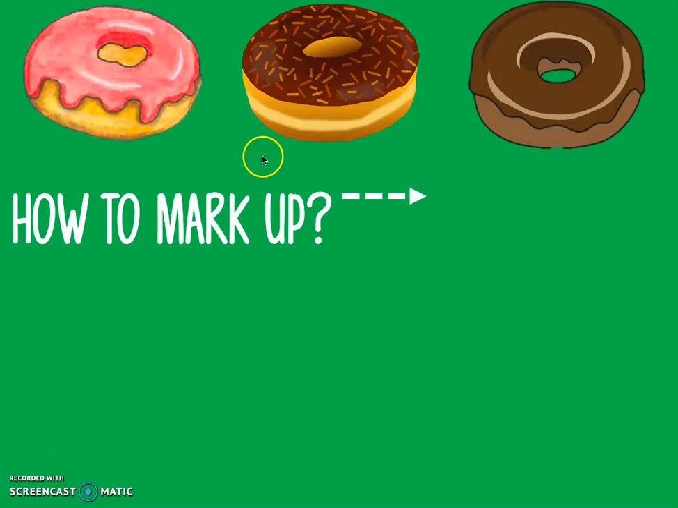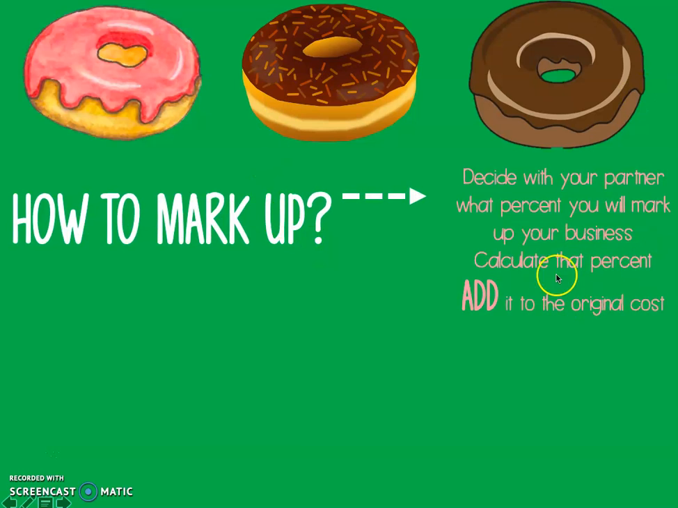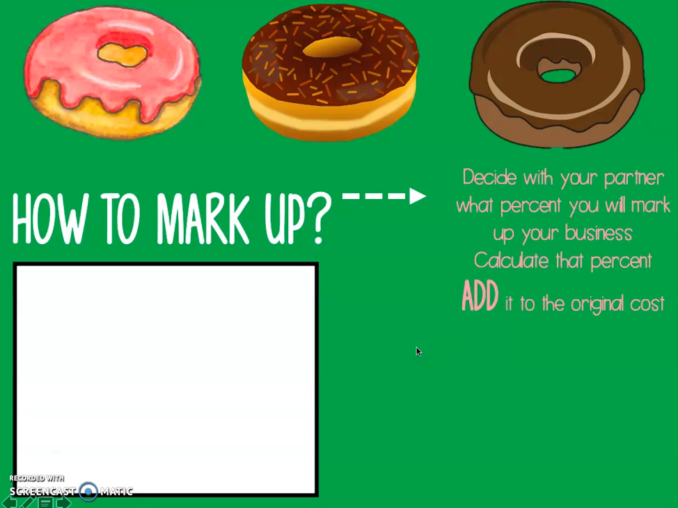Okay, so after we do that, we're going to decide what percentage we want to mark everything up. Like I said, for the examples we're going to mark up 70%. What we're going to do is calculate that percentage, and then add it to the original cost. So this is what that looks like.